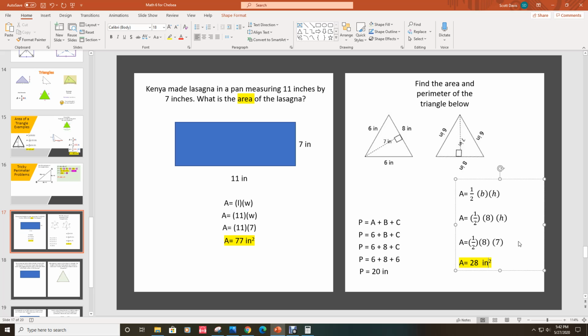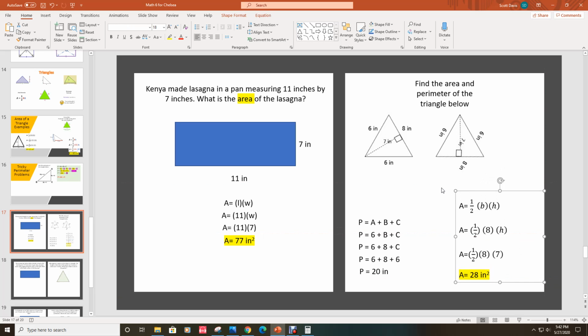28 inches squared. Now, big things there, don't forget. I put that inches squared on there. I checked for my unit, it was inches. And because I was doing area this time, I made sure that I put that squared on there, or my answer would be wrong. Okay, so that's how we did that one.